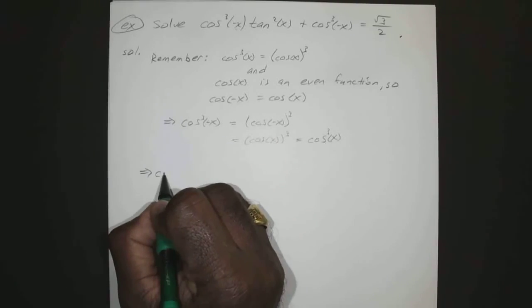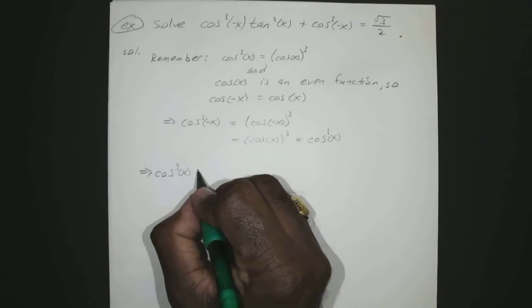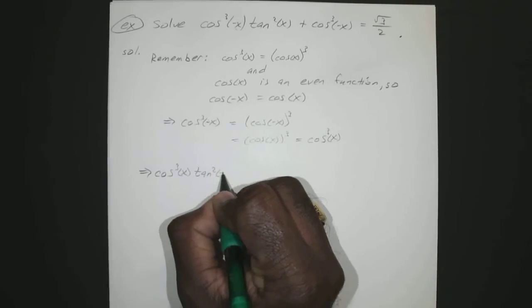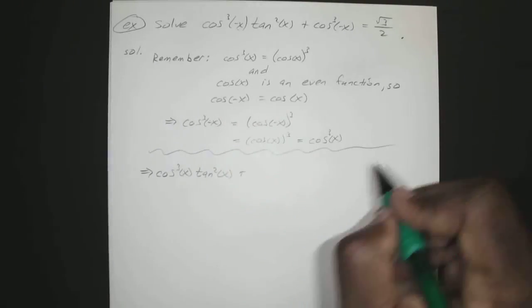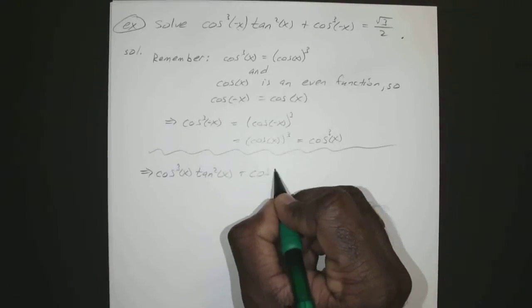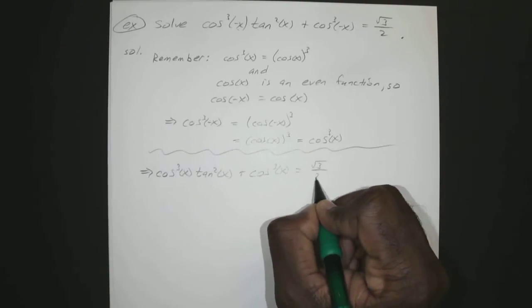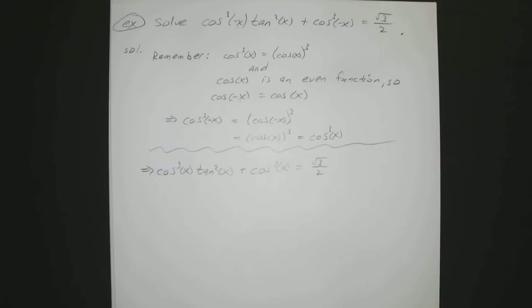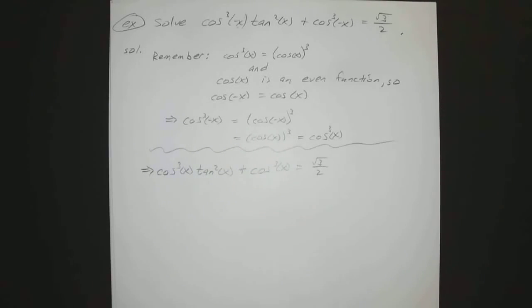Okay, so that gives us cosine to the third of x times tangent squared of x plus, let me kind of separate that a little bit, cosine to the third of x equals square root of 3 over 2. Make that plus sign a little more visible. There we go.